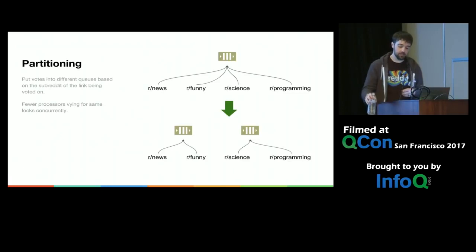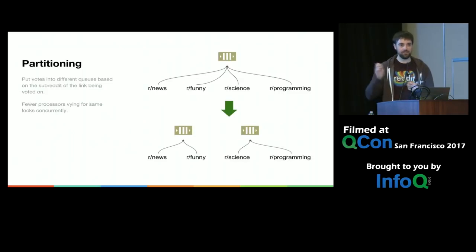So what we did to fix this was we partitioned the vote queues. This is really just dead simple. We took the subreddit ID of the link being voted on and just did modulo 10 and put it into one of 10 different queues. So if you're voting on a link that's in subreddit 111, you go into vote queue 1.